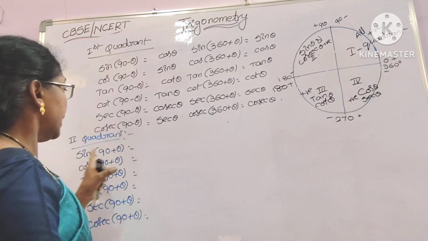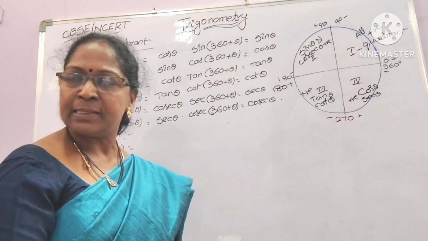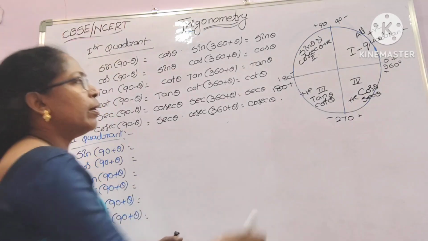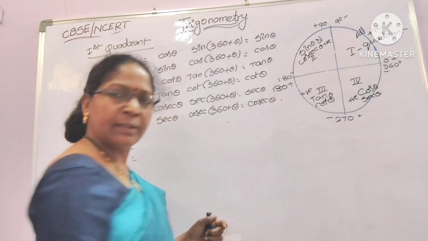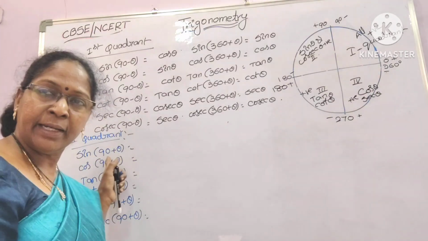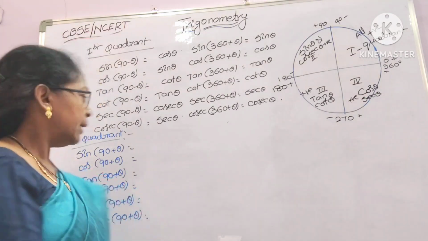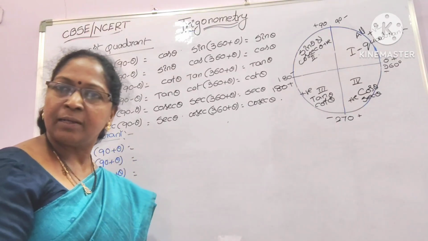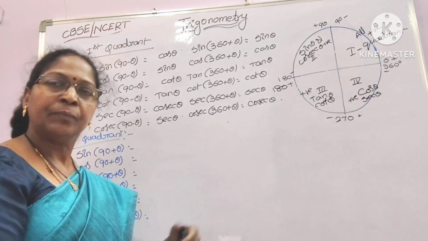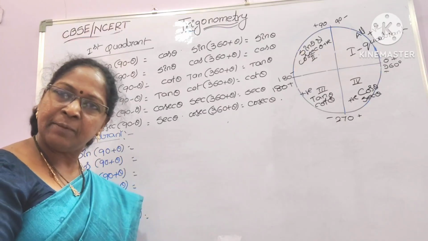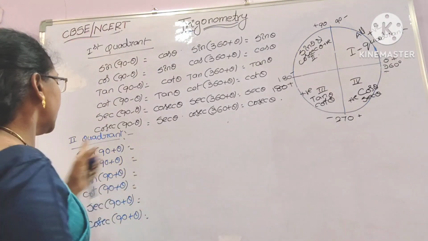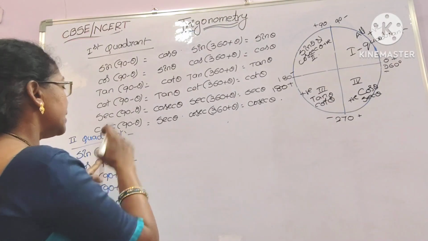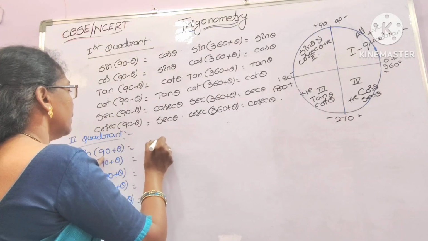Now sin 90 plus theta. 90 plus means it comes under the second quadrant. In the second quadrant, which are positive? Sin and cosecant are positive. Whenever 90 or 270 is there, sin becomes cos and cos becomes sin. Tan becomes cot and cot becomes tan. Secant becomes cosecant and cosecant becomes secant. So first you convert and write down sin 90 plus theta. Here 90 plus 90 is there, so sin becomes cos theta.